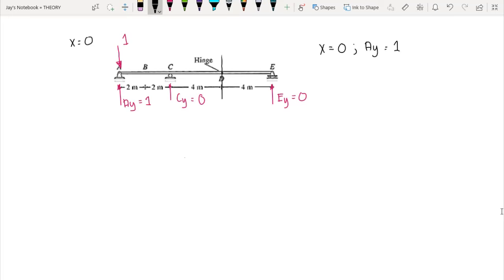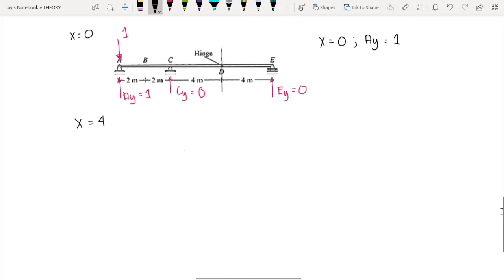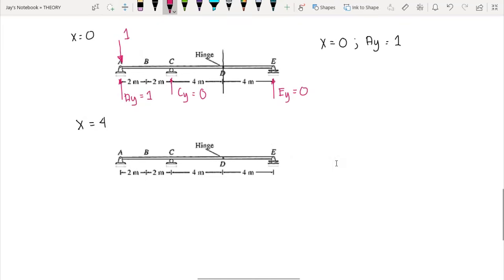Then we move our 1 unit load to the second point. Okay, we can go directly to point C, so that is x is equal to 4. So we place our 1 unit load at point C. So we have 1. Then we compute for the reactions AY, CY, and EY. With the same strategy, we cut at D, but since we do not have load on the right side of D, we can say directly that EY is equal to 0.